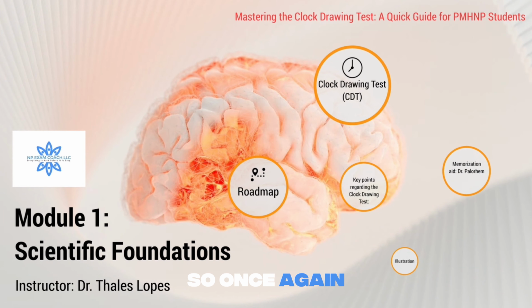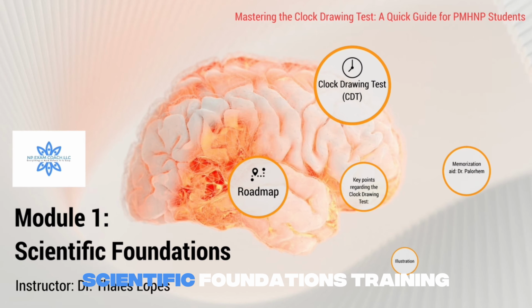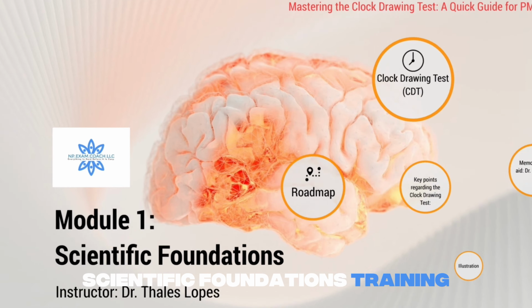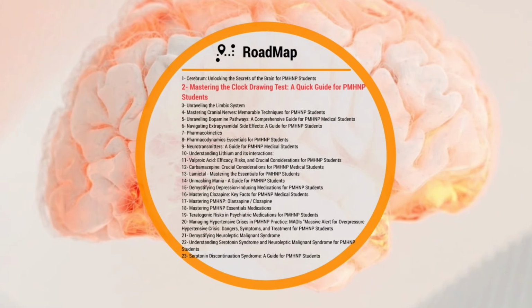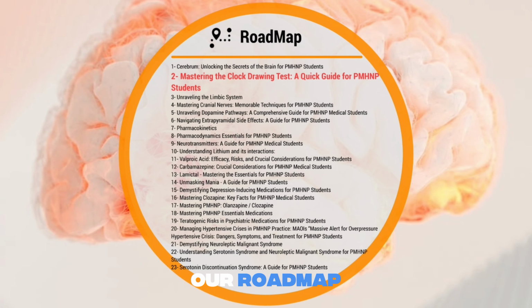So once again, we are covering scientific foundations, training 2. All right, this is our roadmap. We already covered training 1, the cerebrum. Now we're moving on to training 2, which is the clock drawing test.